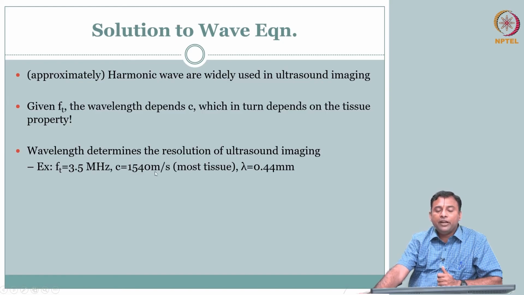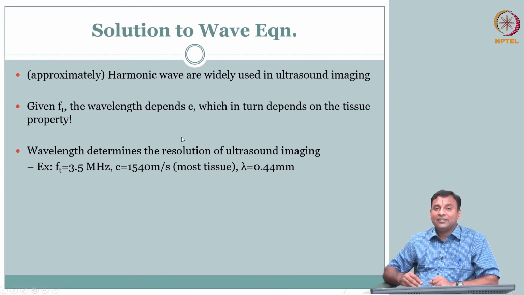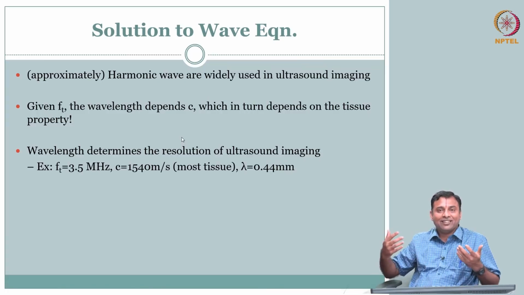So, the speed of sound, because it requires a medium and the medium supports a certain speed, makes it a fortunate circumstance that lambda is 0.44 mm. If c is the speed of light, your lambda will come in meters. You do not want to image inside the tissue with meter resolution.